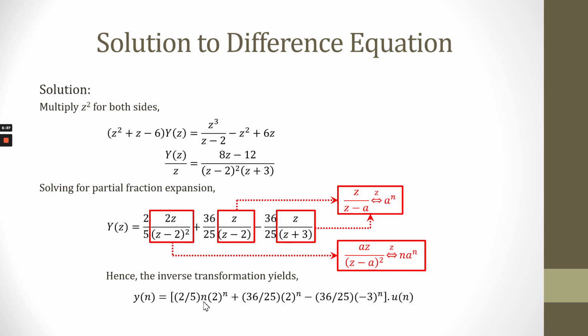Note the difference between this z minus 2 and also z minus 2 squared. For this function, it comes with n, n a to the power of n. For this one, it is a to the power of n. Okay, and this one, we maintain the constant negative 36 over 25. So since this is positive, this one becomes negative 3 to the power of n u[n].